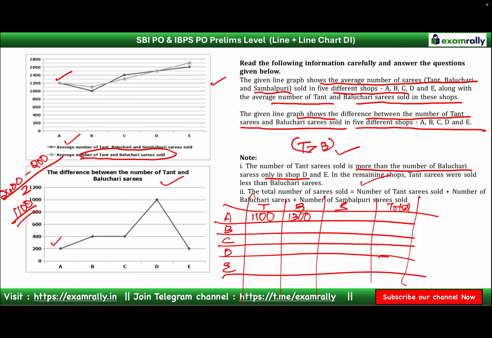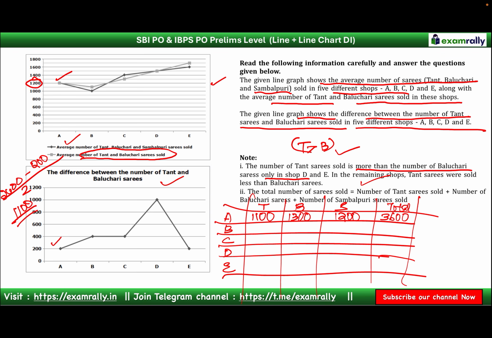Next, moving on to this. Here, for A, they have given the average number of Tan, Baluchari and Sambalpuri sarees sold, shown in the dark line, that is also 1200. But here there are 3 sarees, right? So 1200 into 3 will be equal to 3600. Adding 2400 and deducting it from 3600, you will get 1200. If you do it systematically like this, first we can take the total of T and B, and after that deduct it from S, which will be much easier.